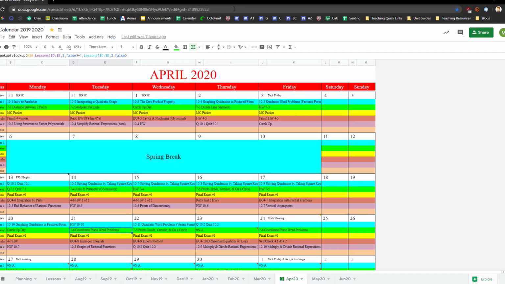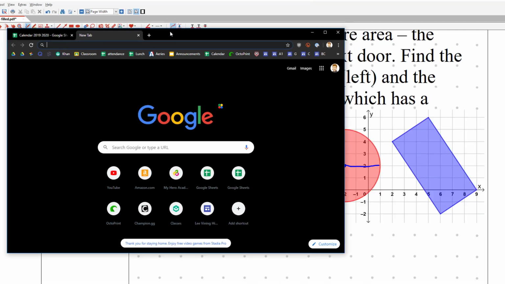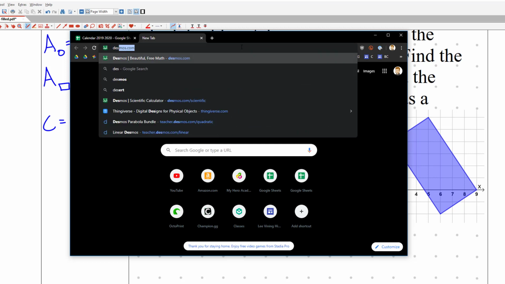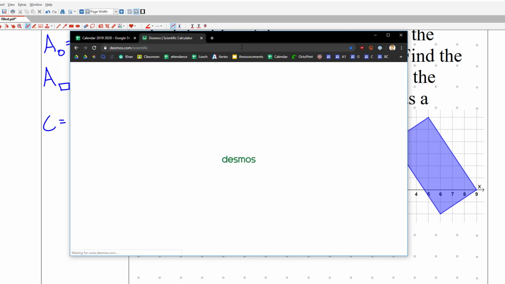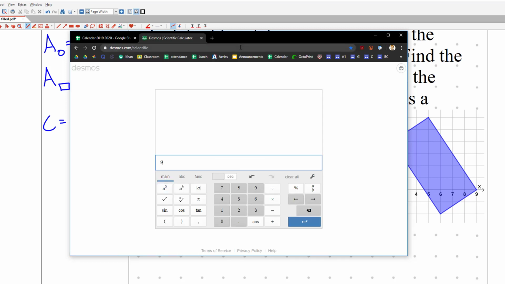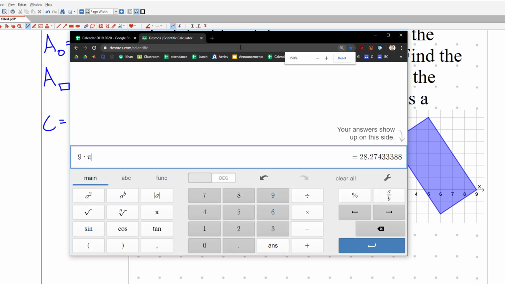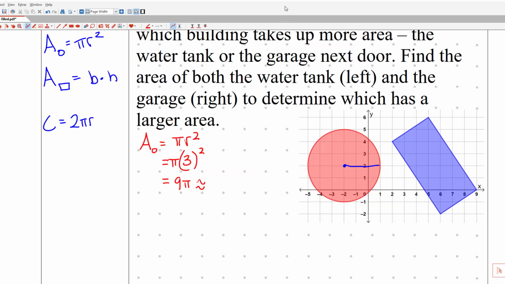So let's pop over to Desmos, desmos.com/scientific. What is 9 times pi? I might as well zoom in here. 28.27. Did I type that in right? Yeah, 28.27.